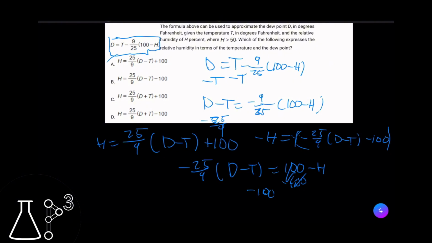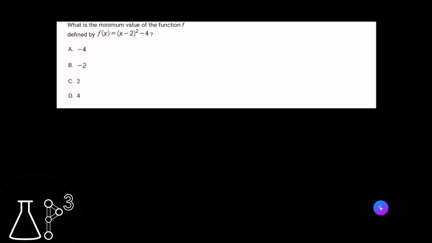Okay, let's do this question. What is the minimum value of the function f defined by f of x equals (x minus 2) squared minus 4? The good thing about this question is that it's written in quadratic vertex form. And it's basically written right now as (x minus h) squared minus k.